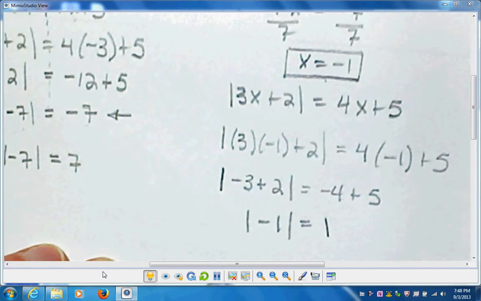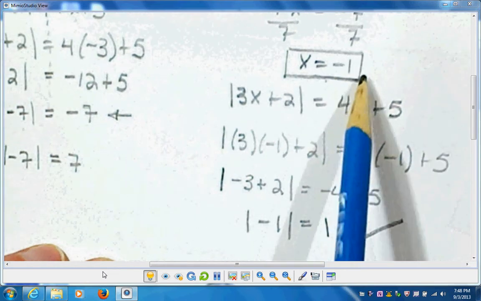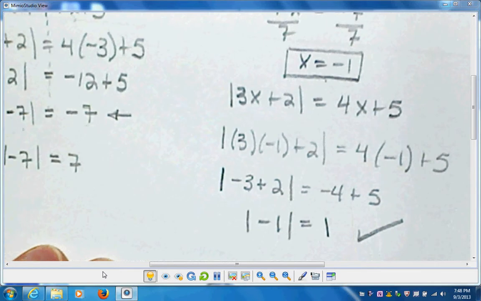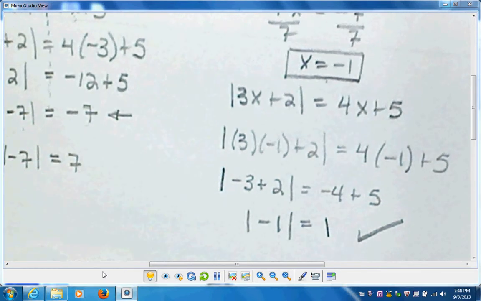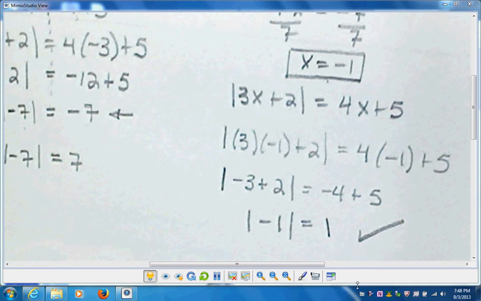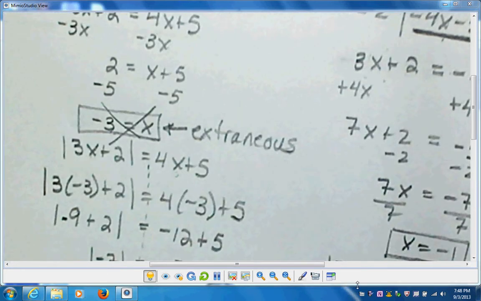Well, the absolute value of negative 1 is 1. So this is in fact our only answer, x equals negative 1. So I do not think we have to graph this, so we're done with that problem.